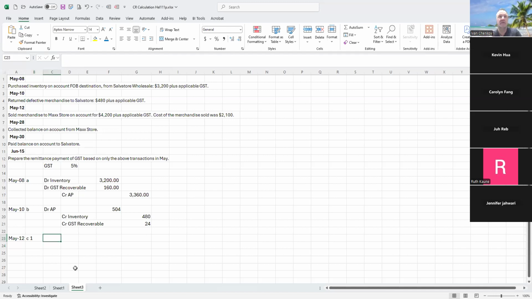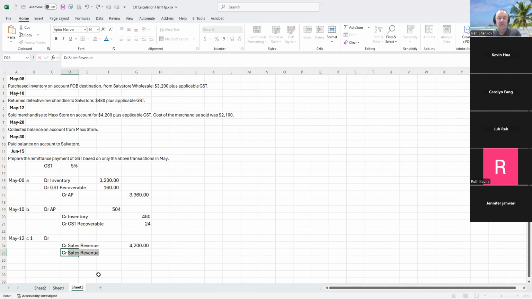First transaction, let's show the sales. Debit, we don't know yet. Let's go with the credit. Let's show the sales first. Credit sales revenue. How much is my sales revenue? 4,200. If I charge the client 4,200 for revenue, do I have to charge the client GST? Yes.